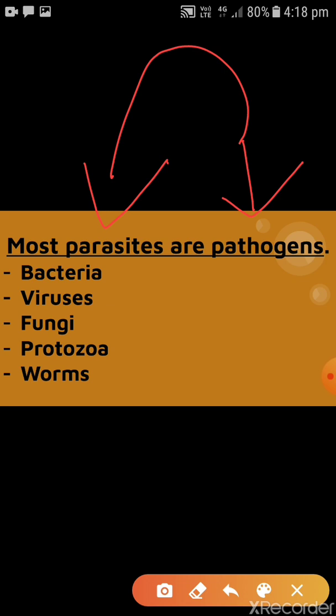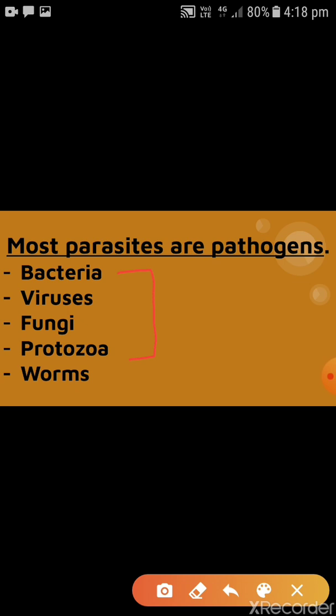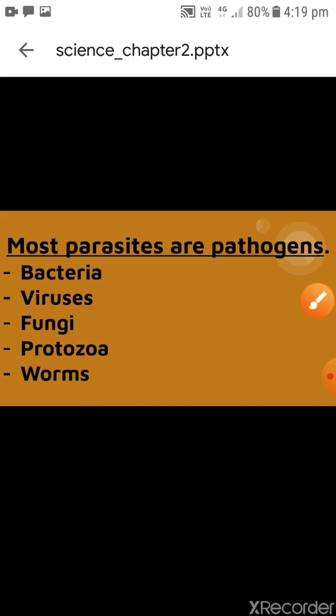Now in this category we have five types of organisms. First is bacteria, second is viruses, third is fungi, fourth is protozoa, and worms. All behave like pathogens because all have the capability of causing disease. But here we are going to discuss only microorganisms. So out of these five, we will consider these four only: bacteria, viruses, fungi and protozoa. Worms are not involved in the classification of microorganisms. That is why we are not considering worms, and I'm not going to explain them in this category.